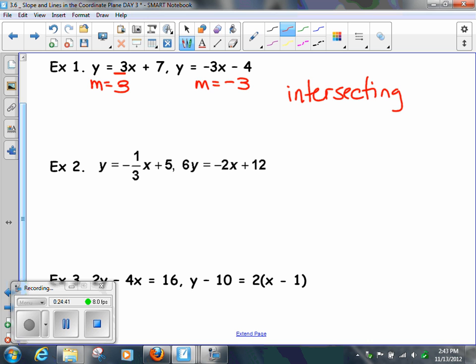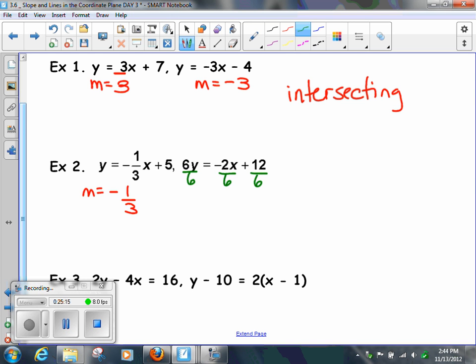And it's always easy to tell if they're in slope-intercept form, right? All right, so look at the next one. y equals -1/3 x plus 5. That's equal to y. So what's the slope in this one? -1/3. But the second equation, what's wrong with it? It's got a 6 in front of the y. So, Amber, what do I have to do to that? How do I do that? Divide everything by 6.